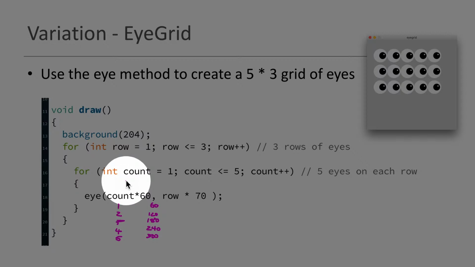So that's going to be our x value that we pass into the method I. And we also have this row variable. And row is handled by the outer loop. It's going from 1 to 3. So row is going to have the values 1, 2, and 3.